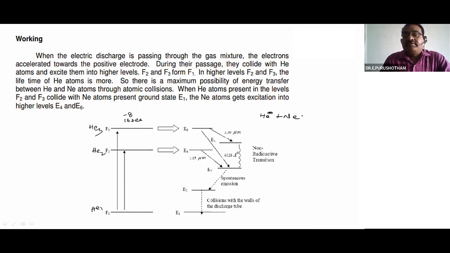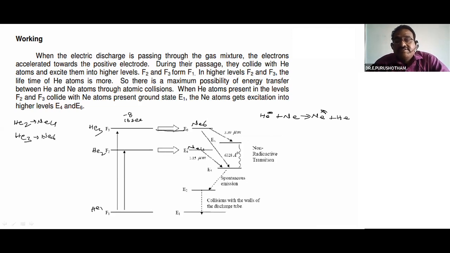So the excited helium atom collides with a neon atom. The neon atom gets excitation and goes to higher energy states E2, E3, E4, E5, and E6. But He2 and He3 have the same energy and the same lifetime as Ne4 and Ne6, so these behave as metastable states.